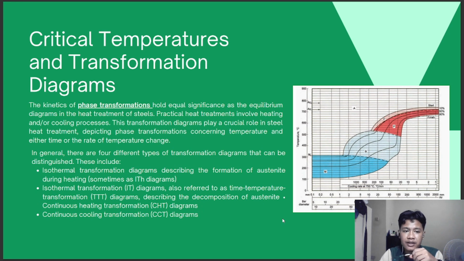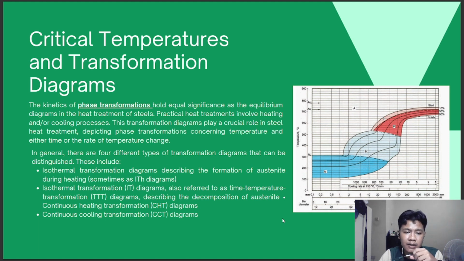The kinetics of phase transformation hold equal significance as the equilibrium diagram in the heat treatment of steels. Practical heat treatments involve heating and/or cooling processes. These transformation diagrams play a crucial role in steel heat treatment, depicting phase transformation with respect to temperature and either time or the rate of temperature change.